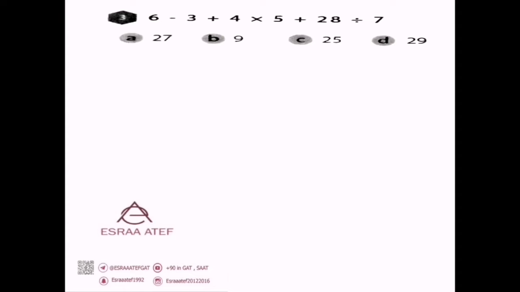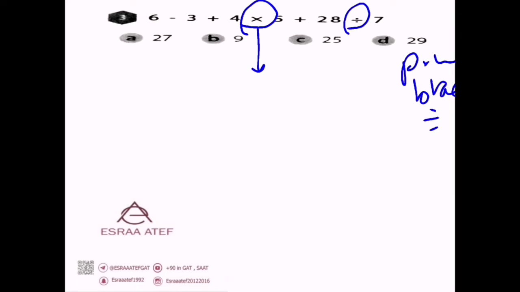Next one, the same. We start with powers. We don't have powers. Then brackets. We don't have brackets. Then division or multiplication. Which one is first? We have first multiplication and then division, so we start with multiplication. 4 times 5 will be 20, plus 28 divided by 7 equals 4. So we finished multiplication and division.